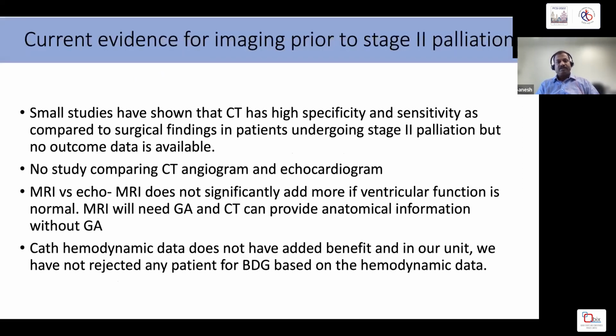So the current evidence is that there are only small studies that have shown that CT has high specificity and sensitivity as compared to surgical findings in patients undergoing stage 2 palliation, but there is no long-term outcome data available. There's no study comparing CT and echocardiogram. And as I said before, MRI doesn't add anything more than echo if ventricular function is normal. Cath hemodynamic data does not have any added benefit, and in our unit, we have not rejected any patient for bidirectional Glenn based on hemodynamic data.